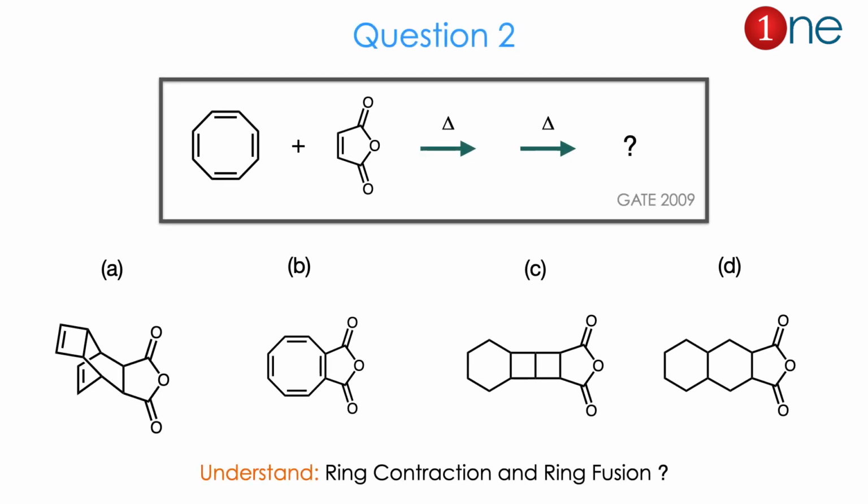Then question number 2. The starting material is cyclooctatetraene and you are using an anhydride. You are continuously heating that. They ask you to find the product.